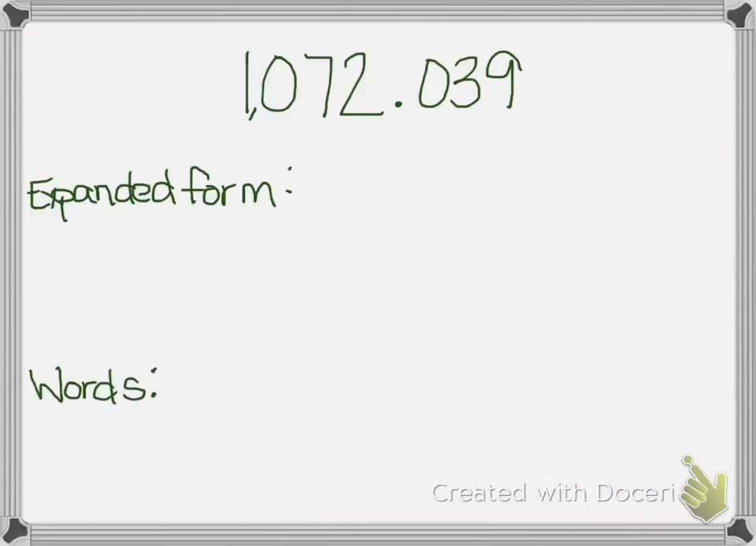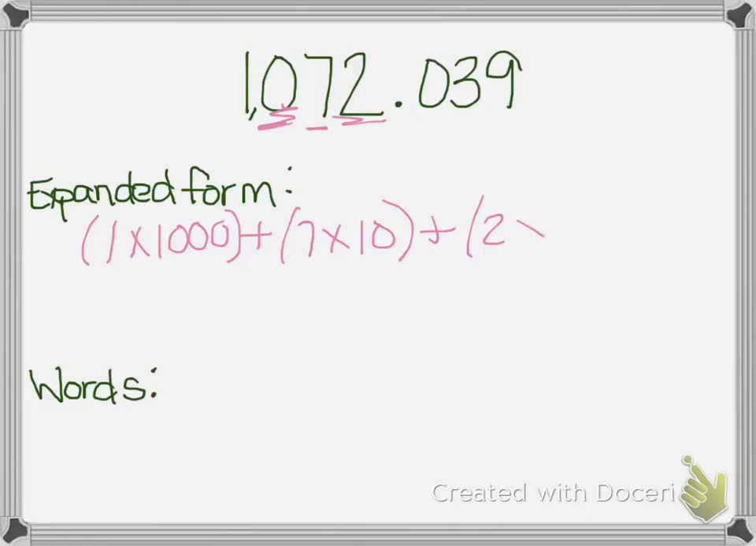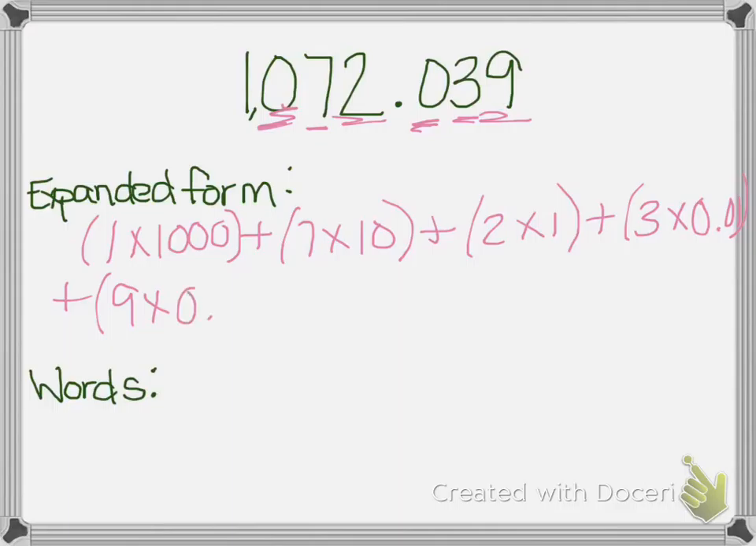Number 5 says write the decimal 1,072.039 in expanded form. So I have 1 times 1,000 plus, I have a 0 in my hundreds place, so I don't have to write it. I have a 7 in my tens place. I have a 2 in my ones place. A 0 in my tenths place, so again, I don't have to write it. A 3 in my hundredths place. And then a 9 in my thousandths place.